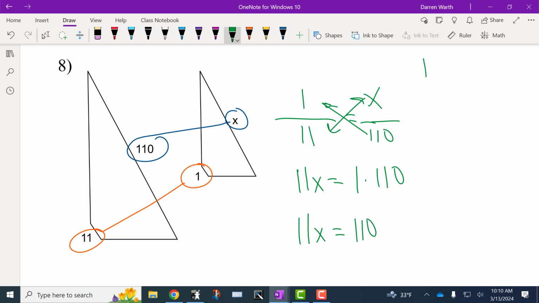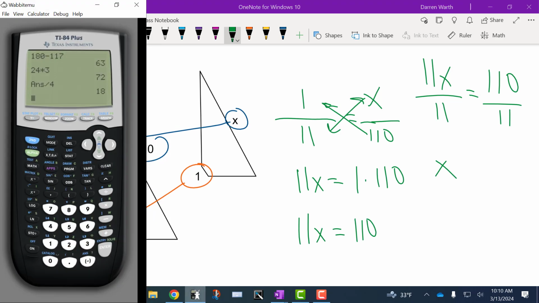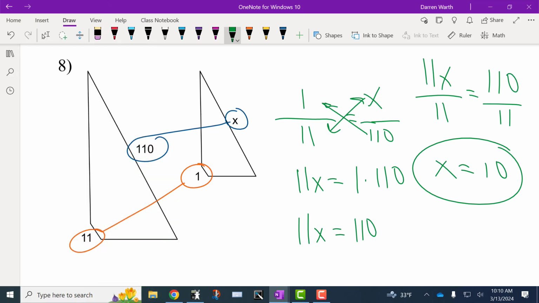I'm going to take that 11x and divide both sides by 11. So I'm going to get 110 divided by 11. Take a calculator. Just go ahead and type that in. Take 110 divided by 11, and that's going to come out to be 10. So the answer to that problem right there, on number 8, that x value is going to equal 10.